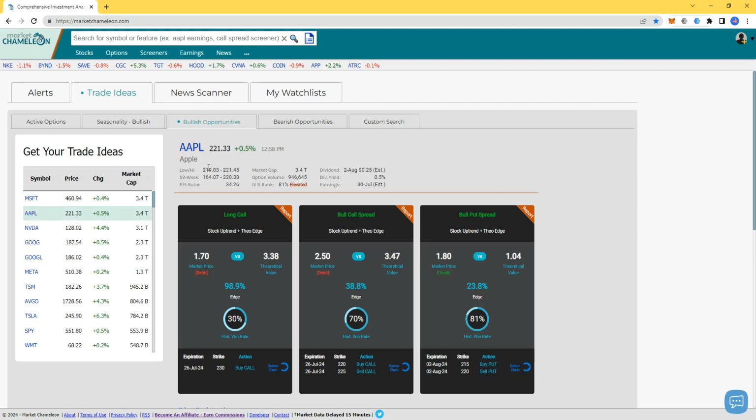Let's go on to Apple, 221. This is a long call. I'm not doing this. This is a spread 225, spread 220. It's too close, and it's a month from now. No, let's move on. We got ourselves Nvidia, 128.